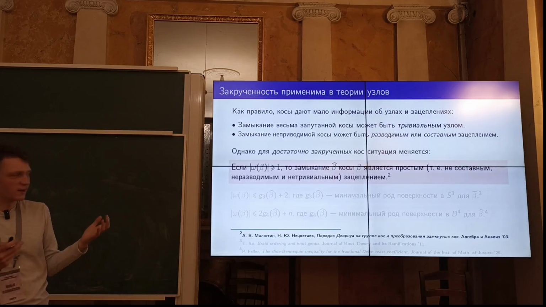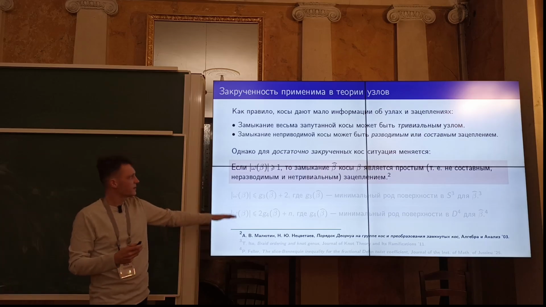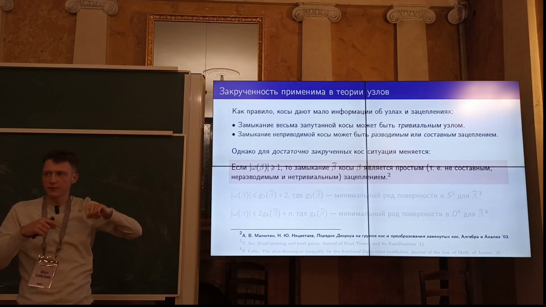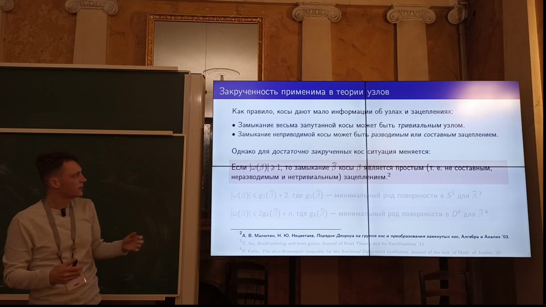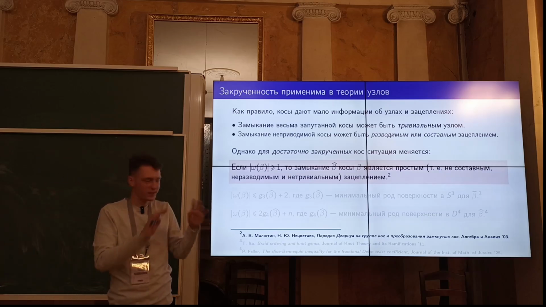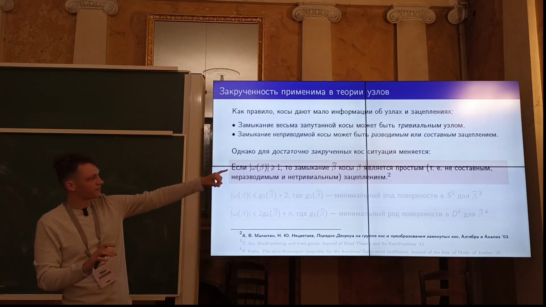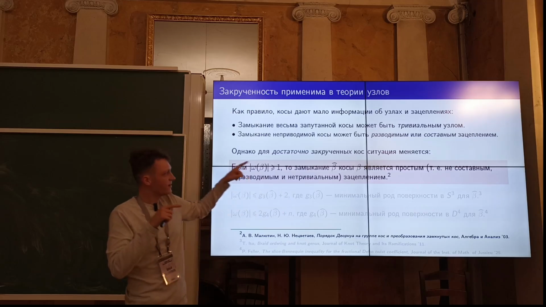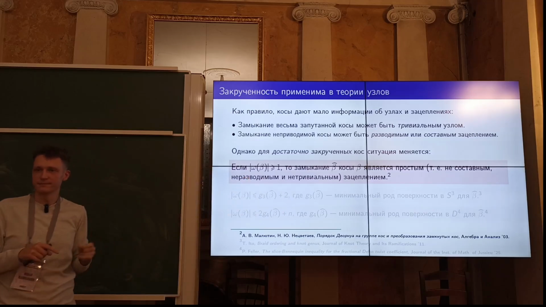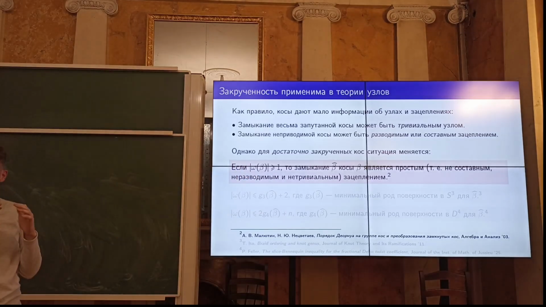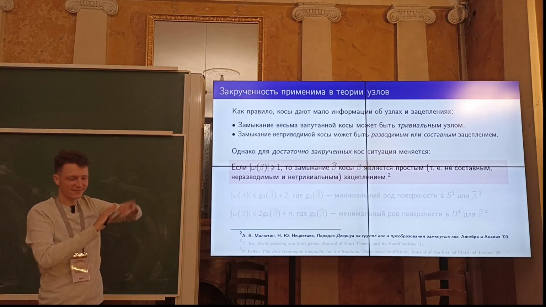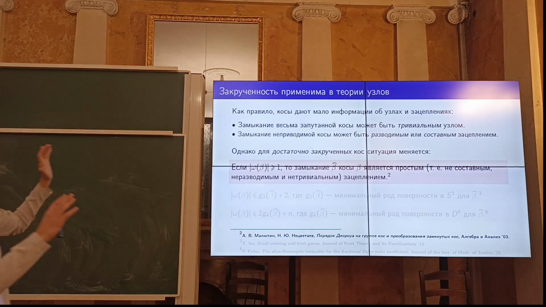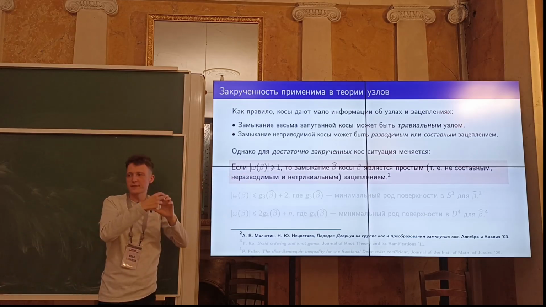So the first result of Andrei Valerievich states that if the twist number of a braid is at least 1, then there is no such possibility. And moreover, the closure of this braid is a prime link. So these anomalies are there for braids that are not sufficiently twisted.